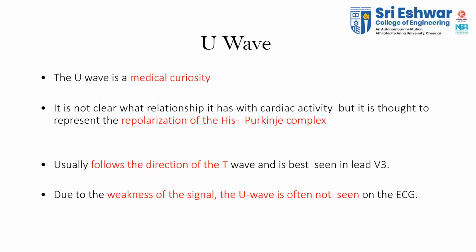And U waveform. U waveform is a medical curiosity. Okay, it is not clear what relationship this waveform has with cardiac activity, but it is thought to represent repolarization of the His-Purkinje fibers. Okay, the His-Purkinje fibers are also used for repolarization. It will generate the U waveform. Due to weakness of the signal, the U waveform is not often seen in the ECG. Okay, PQRST U is there, but because it is weak it is not obvious, it will not be visible to the physician. We can neglect this, no issues with the U waveform.